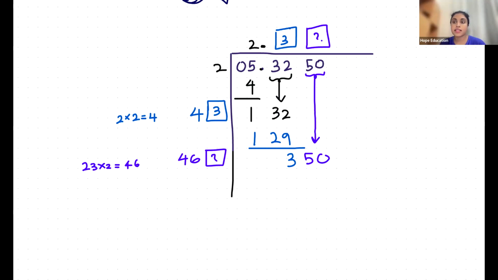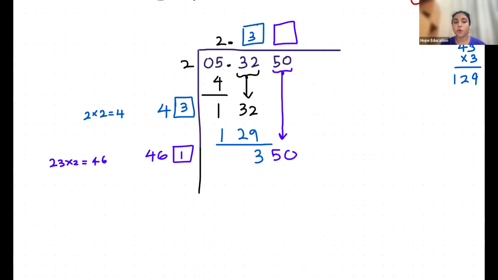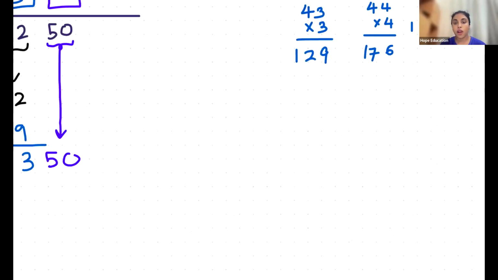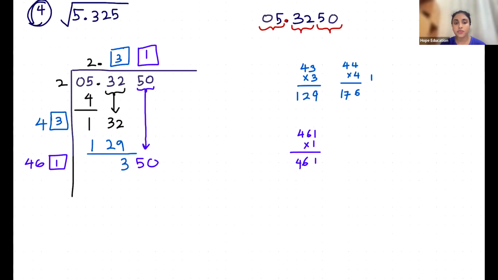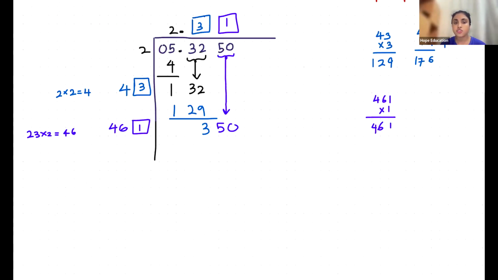I got one answer as 1. Let's try putting 1. Here, 461 multiplied by 1. 1 times 1 is 1, 1 times 6 is 6, 1 times 4 is 4. So I get the answer as 461. That is too much, no? 350, that is too much.